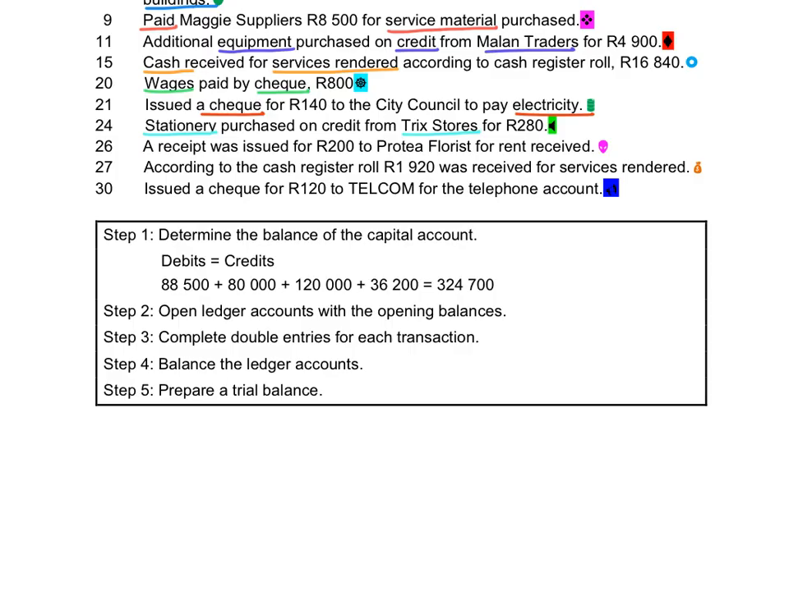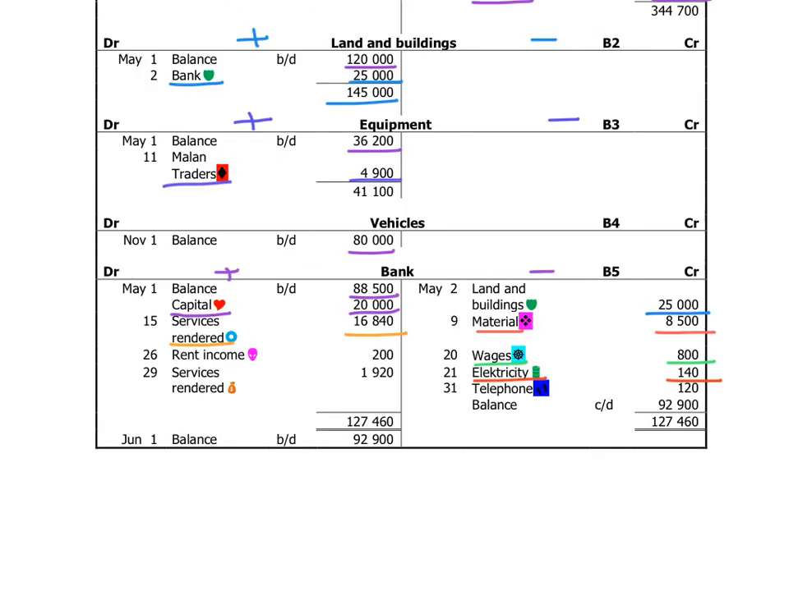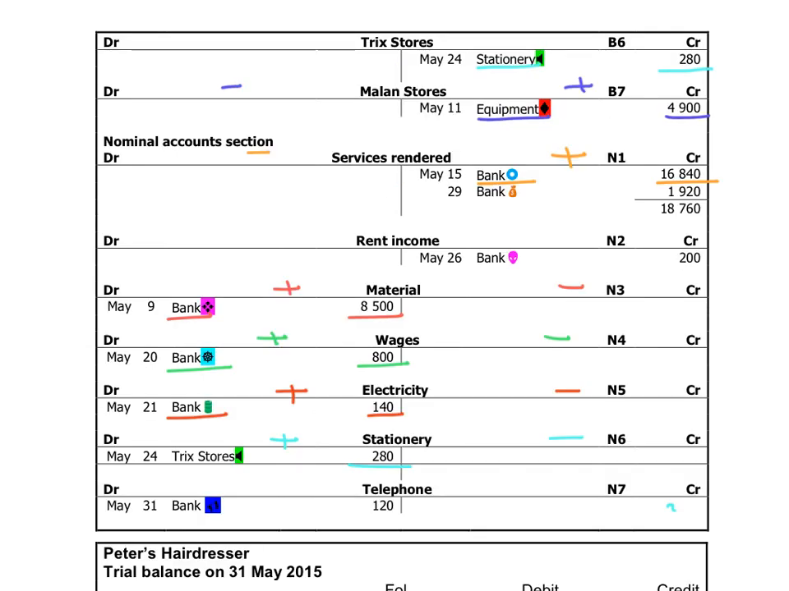A receipt was issued to Protea Florist for rent received. Money was received, so the one entry will be in the bank and the double entry will be in rent received. The money in the bank increased with 200 rand and rent income will be credited with 200. Rent income is credited with 200 because income increases on the credit side and the bank account was debited.